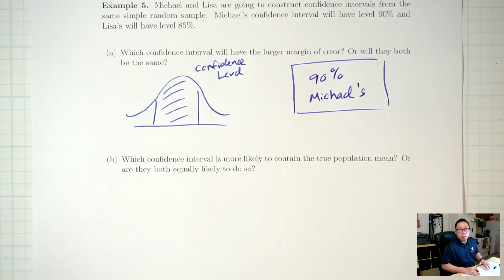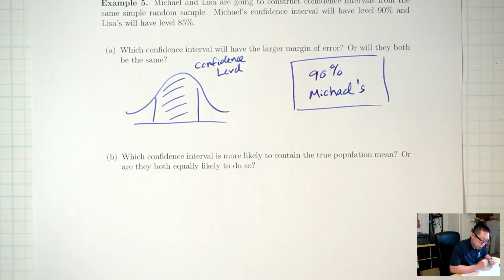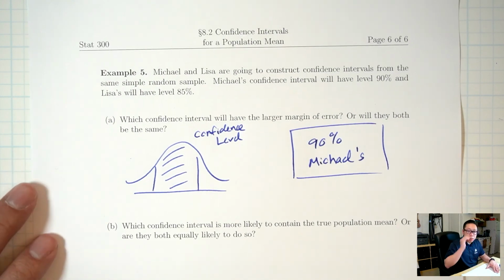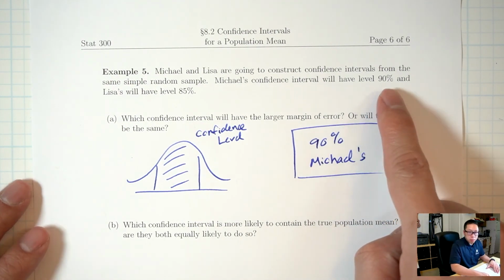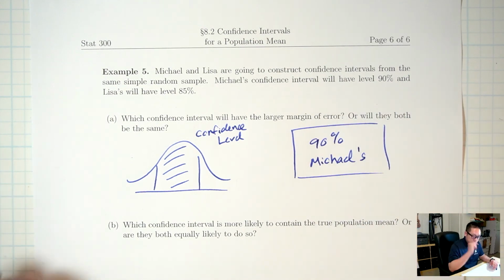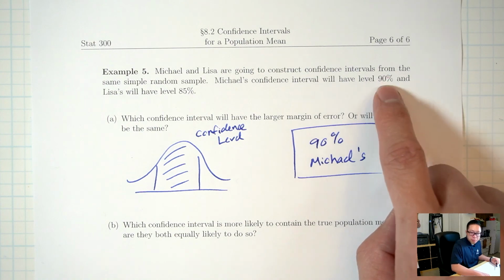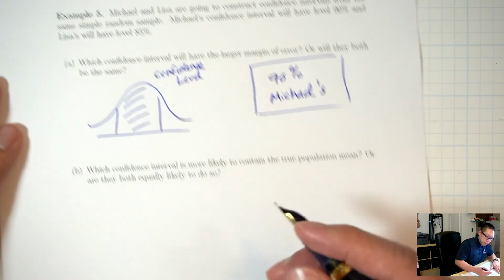Part B, which confidence interval is more likely to contain or catch the true population proportion, or are they both equally likely to do so? We talked about the interpretation of the confidence level in the last lecture, and remember, the confidence level is how likely you are to get an interval that catches your true population proportion or true population mean. So which one is more likely, 90% or 85%? 90%, the bigger one.